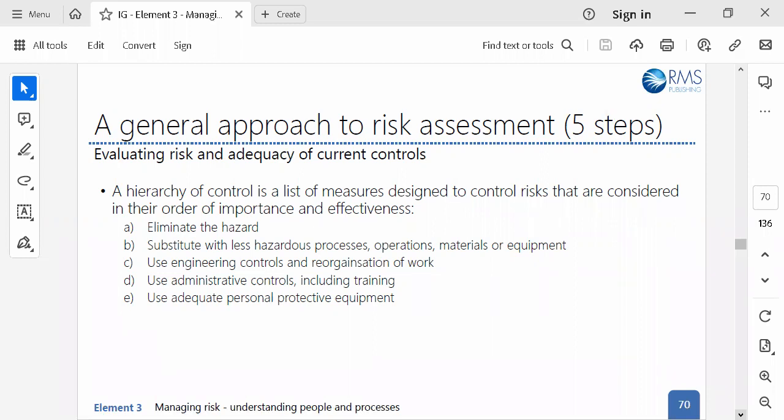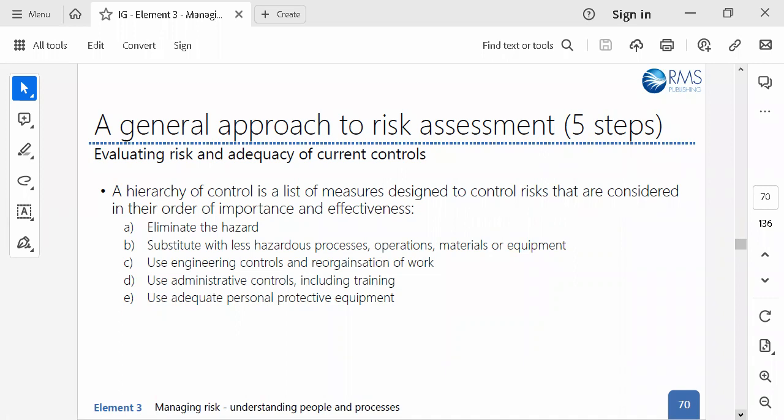A hierarchy of control is a list of measures designed to control risk that are considered in their order of importance and effectiveness. The first and most effective control measure is to eliminate the hazards. If we cannot eliminate the hazard, then substitute with less hazardous processes, operations, materials, or equipment.